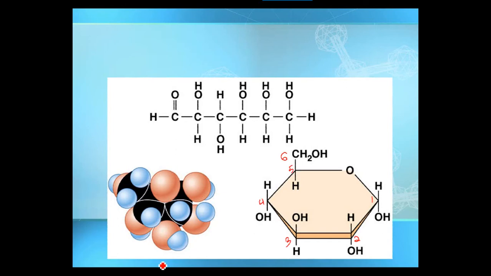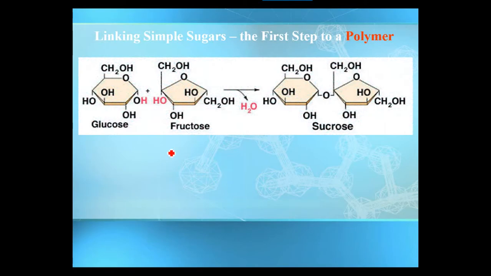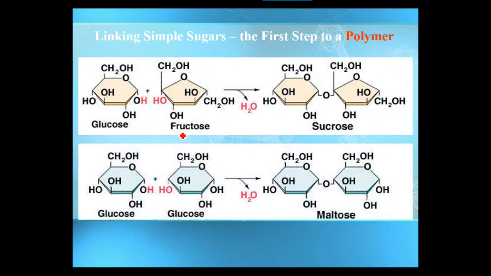If you notice, look at the model. Here's the linear form of glucose. Here's the cyclic one. So you see 1, 2, 3, 4, 5, and 6. So carbon 4 of this one will interact with carbon 1 of another one. Let's look at it. Here's glucose and fructose that makes sucrose. Here's glucose and another glucose. That's what I'm going to demonstrate.